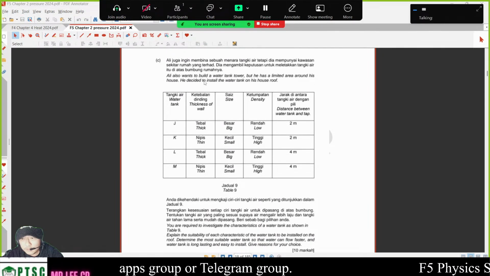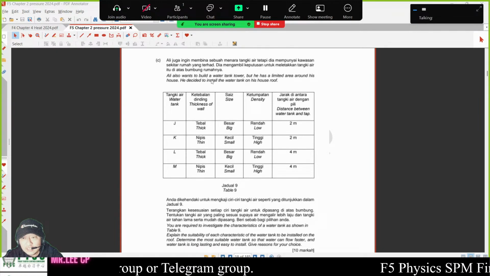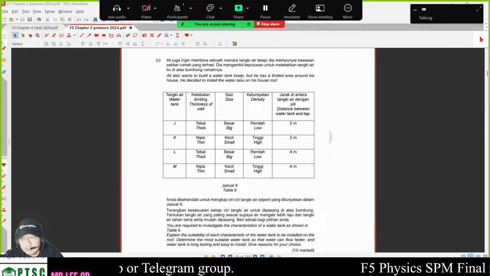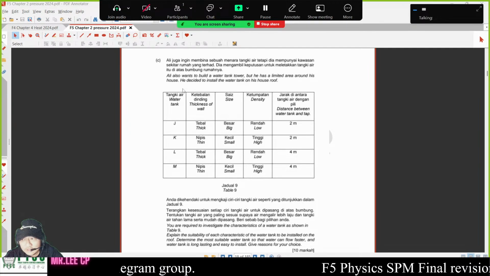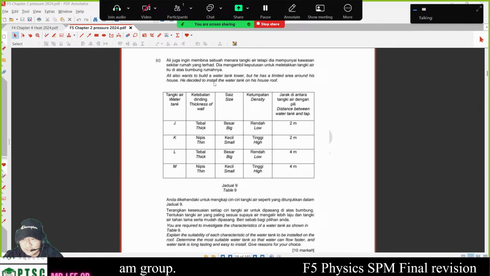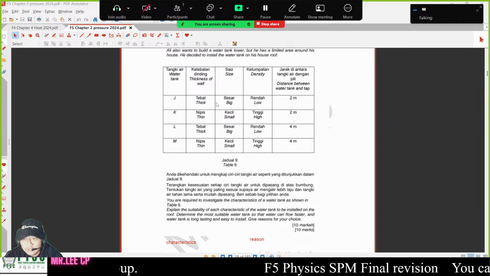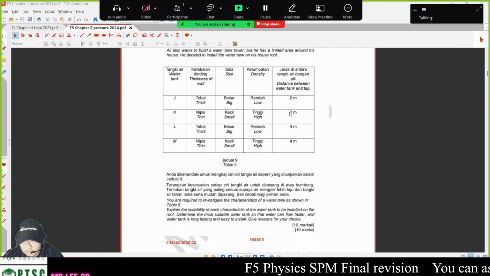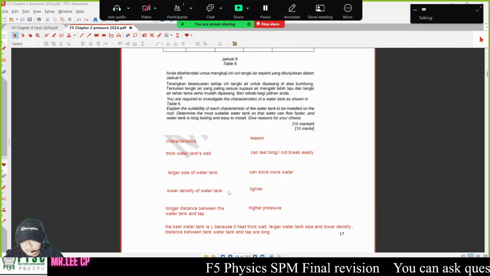All right, so we try to have a look into this kind of question. Ali also wants to build a water tank tower, but he has limited area around his house. He decided to install the water tank on his house roof. So now, what kind of tank do you have? Right, this one we have done before.